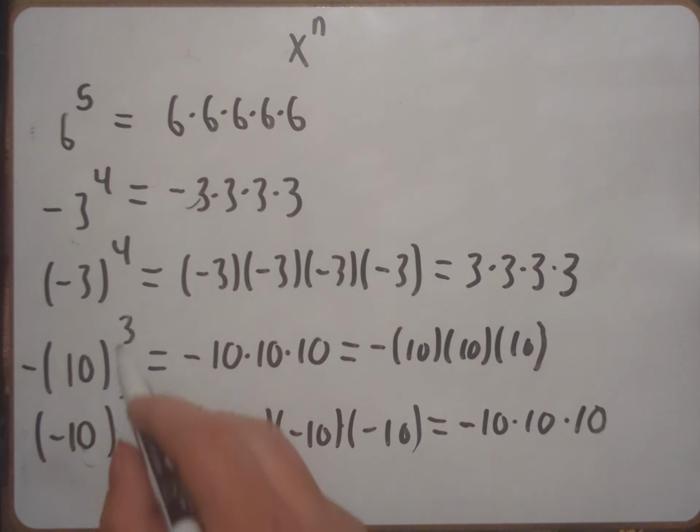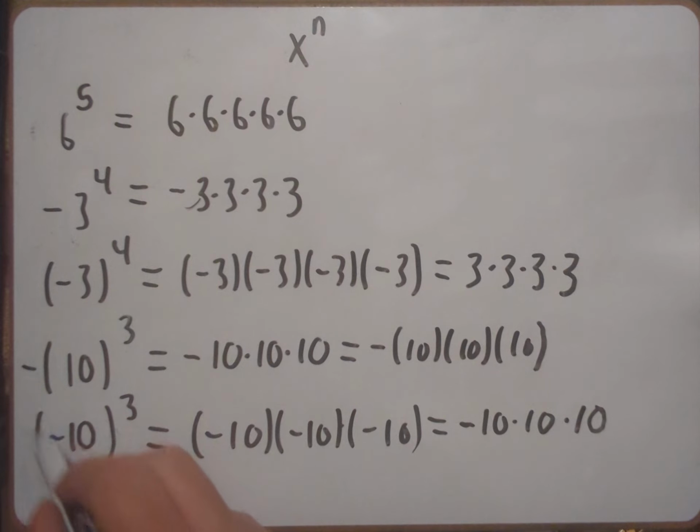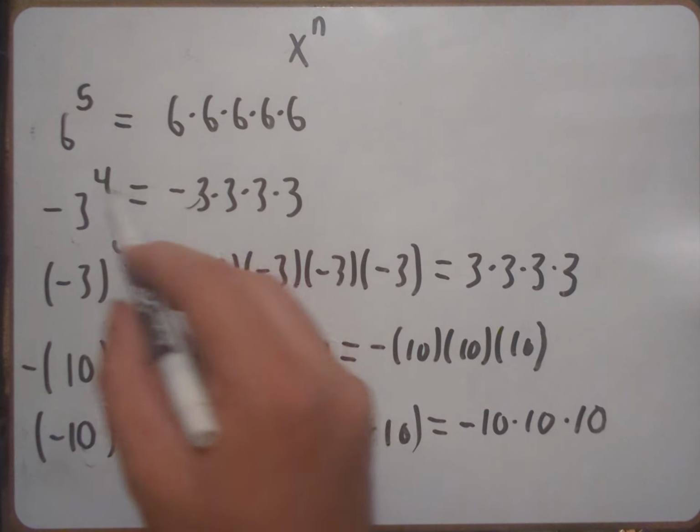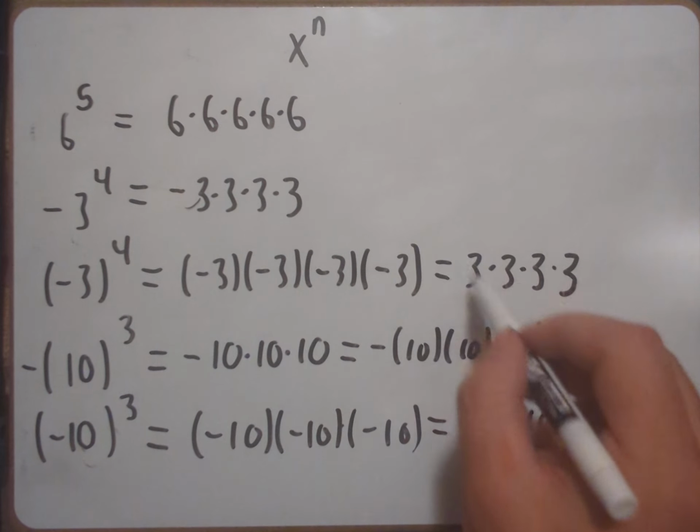So with odd powers, you get the same answer, whether the negative is on the outside or inside. But with even powers, like 4, you get different answers. This is a negative answer. This is a positive answer.